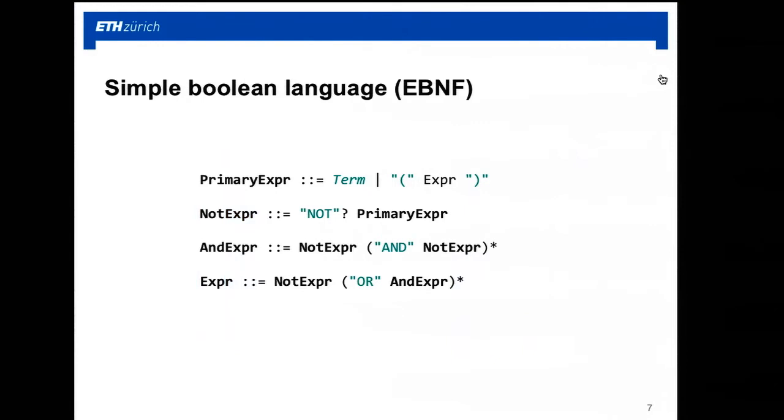We have a simple Boolean language. I'm even giving you the EBNF here, and the TA team has even implemented a parser for this. There is nothing much to it. You know what a context-free grammar is and how this works.